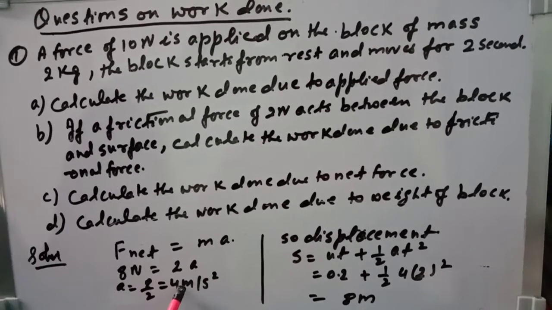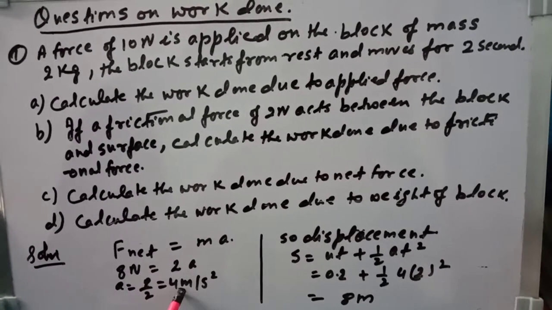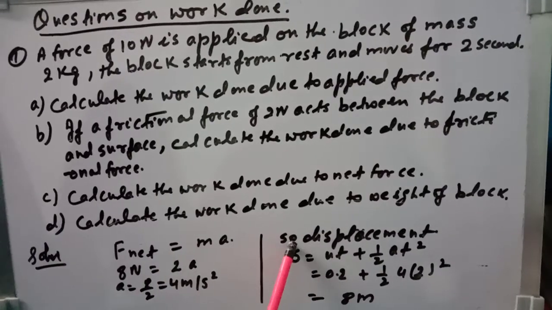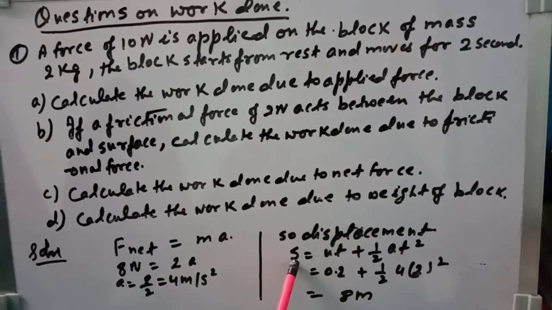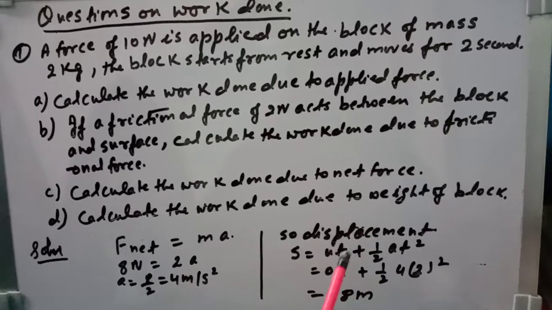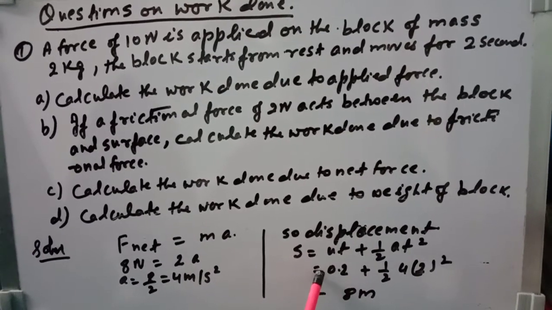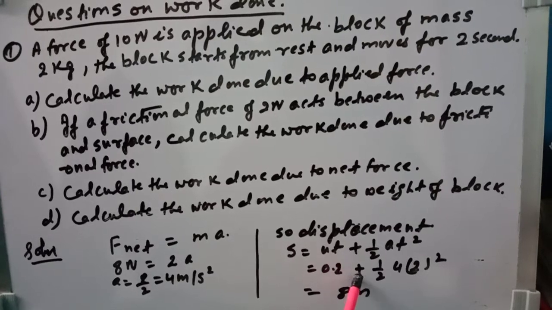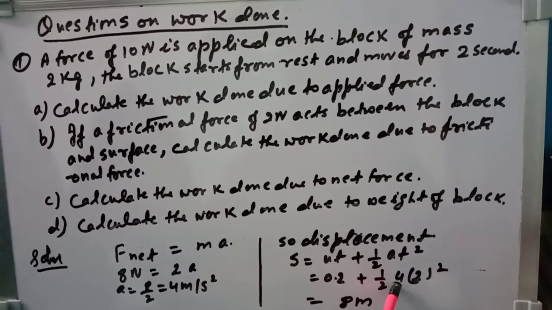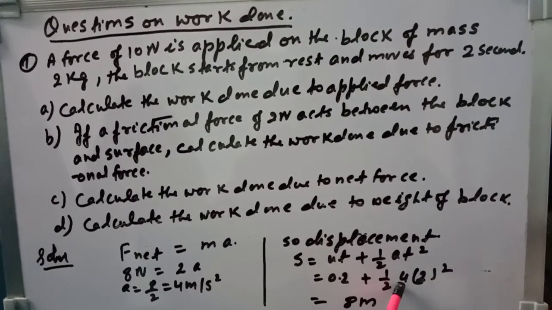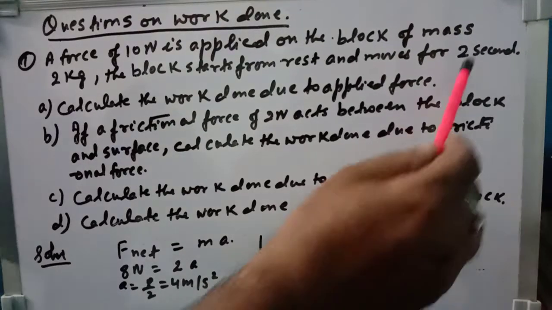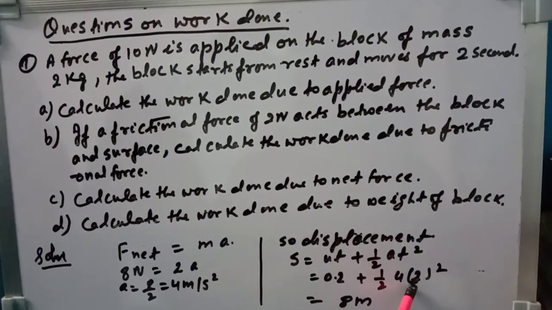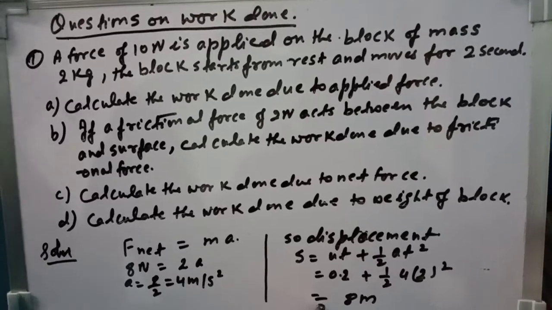All of you know that work done is force into displacement. So now we will calculate the displacement. So S is equal to ut plus half at square. You know that u is 0, t time is 2 seconds. So 0 multiplied by 2 plus 1 by 2, acceleration we have calculated 4 meter per second square, time is given here 2 seconds, so that is 2 square. So we have got the displacement.